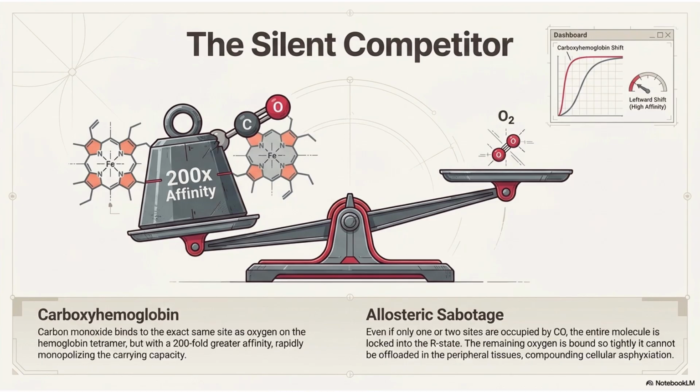Treatment focuses on removing carbon monoxide from hemoglobin as quickly as possible by administering 100% oxygen, and in severe cases, patients may require hyperbaric oxygen therapy, where increased atmospheric pressure dramatically accelerates the removal of carbon monoxide.